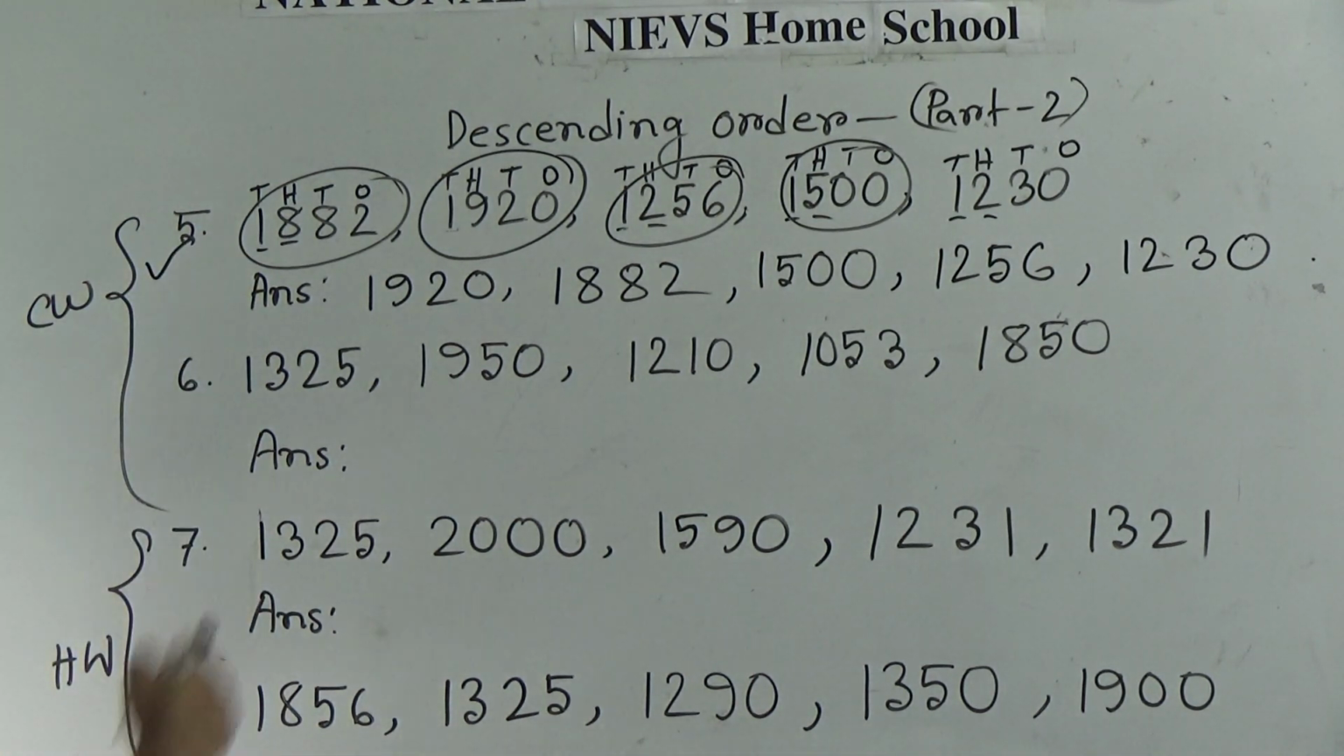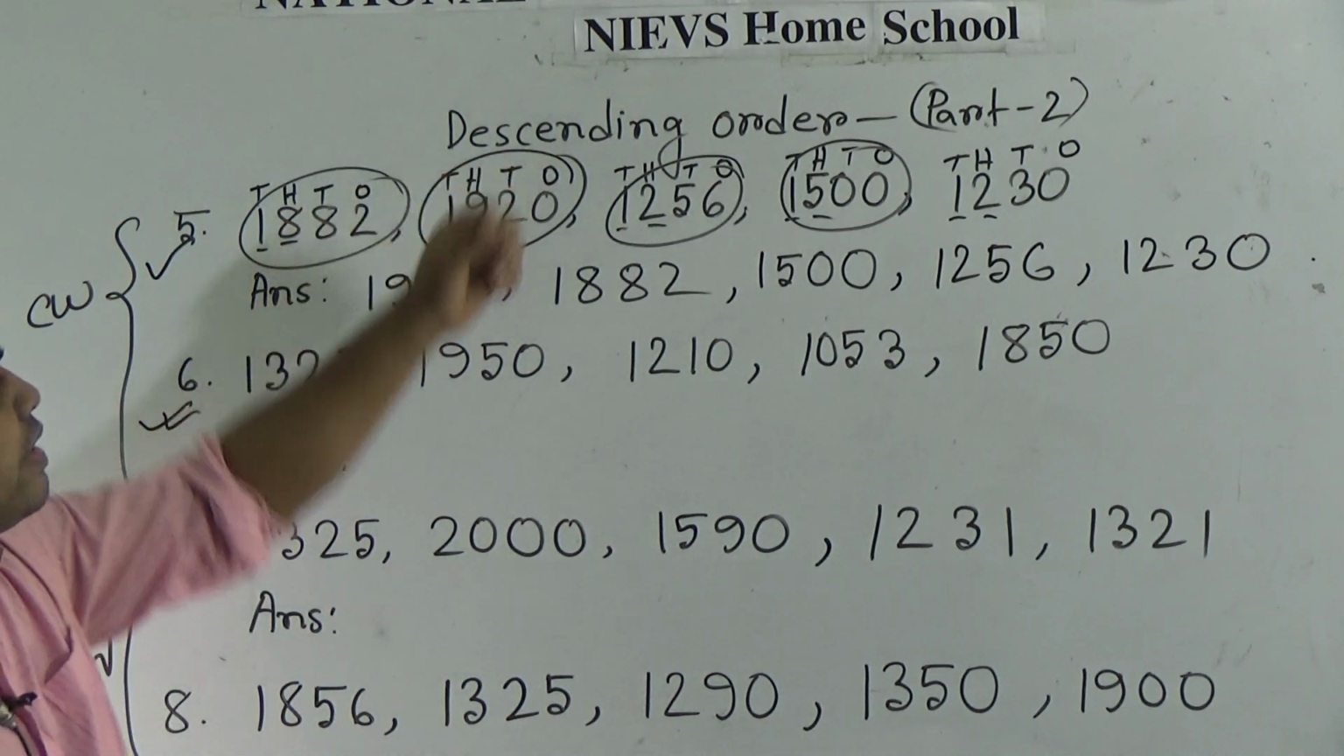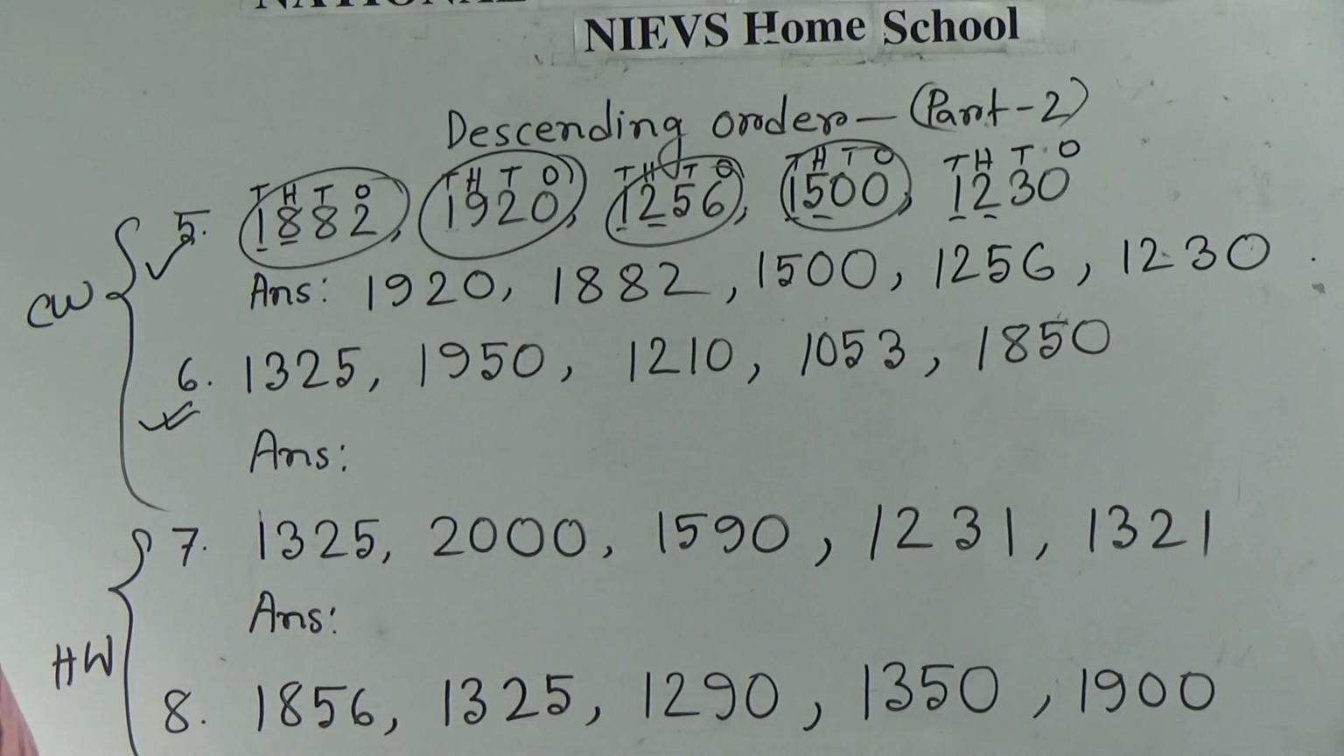Next we shall solve question number 6. I hope you have understood how to solve question number 5, because you have already done 2 classes about descending order, and I also know you are very smart learners. You can easily understand how we write descending order.